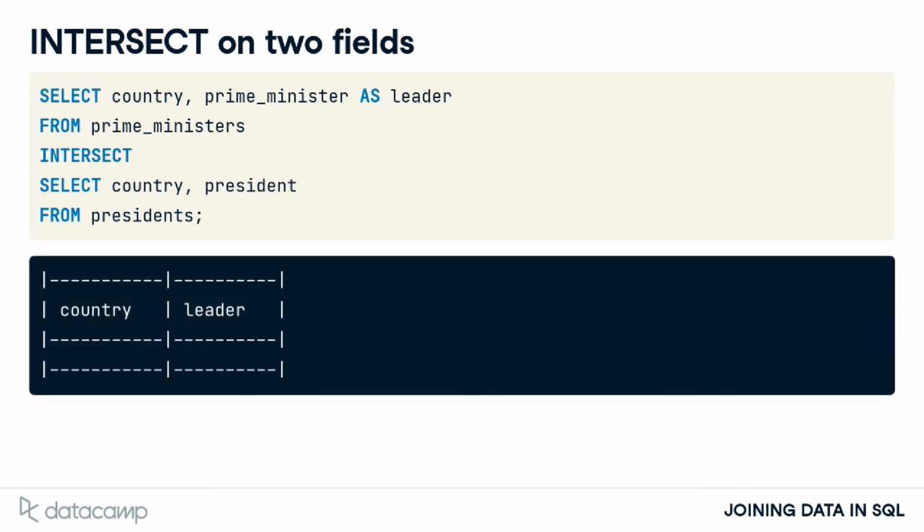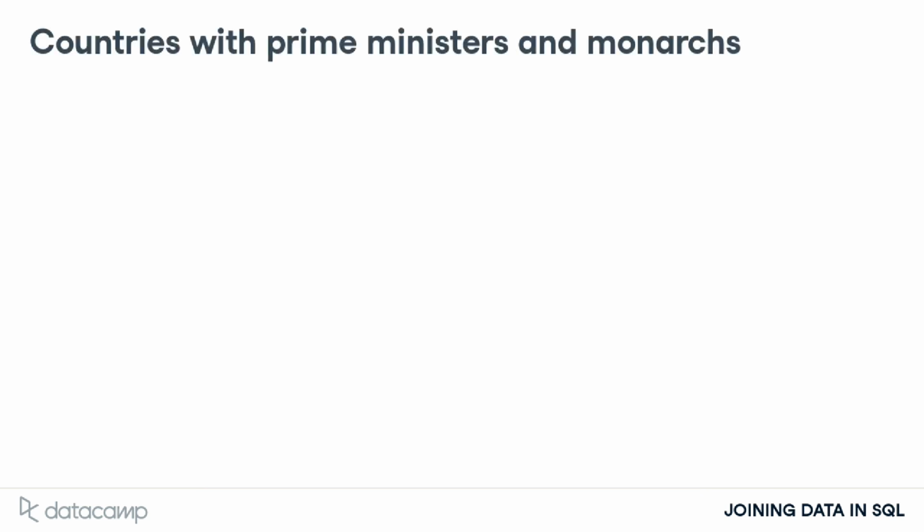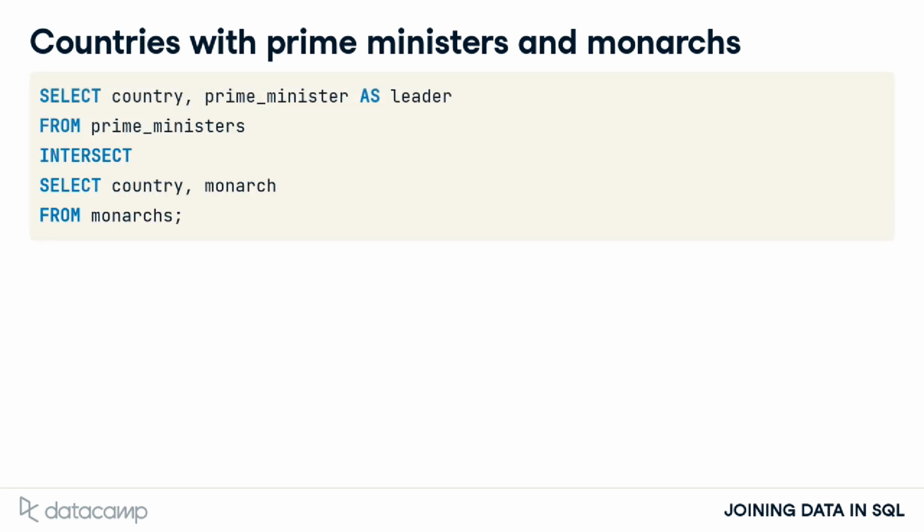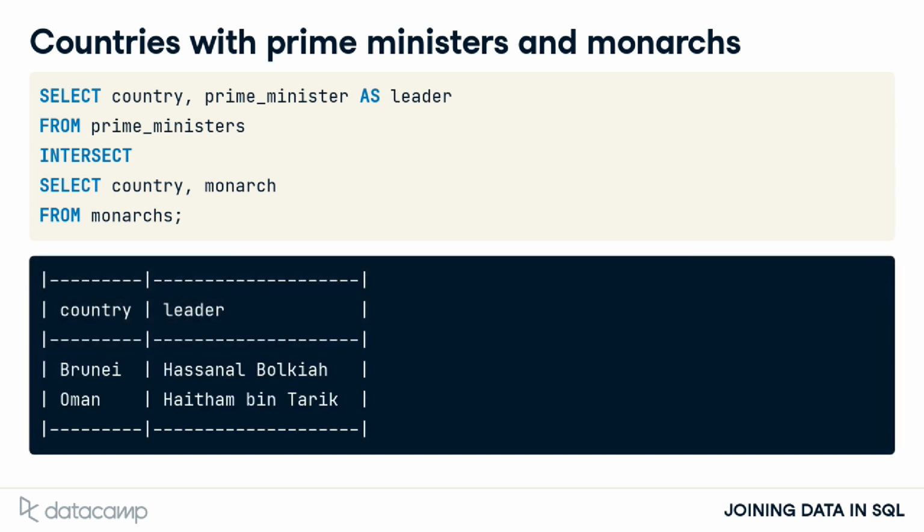Why is that? As we saw in our intersect diagrams, intersect requires data from both fields in the left table to match their corresponding fields in the right table. The search did not find any countries where the prime minister and president share the same name. However, recall that there are monarchs in our database who also act as prime ministers. In the example shown, performing an intersect on the prime ministers and monarchs tables using both country and leader name does not return an empty result.